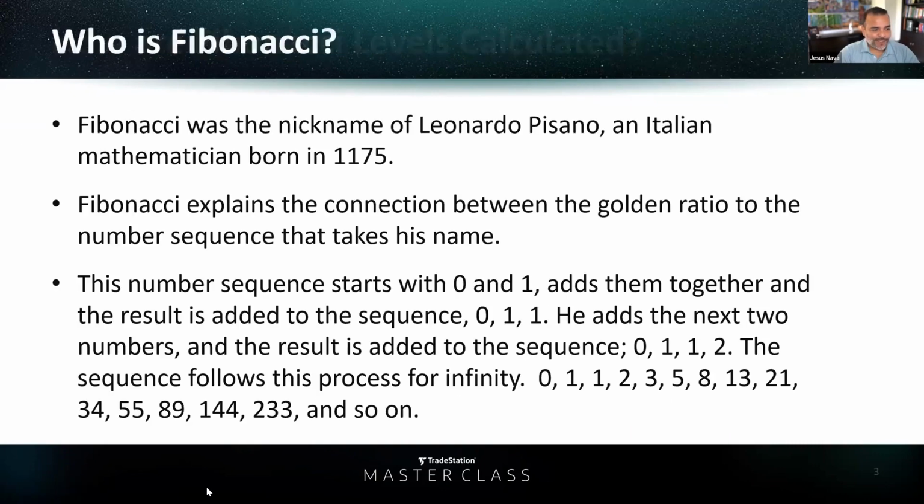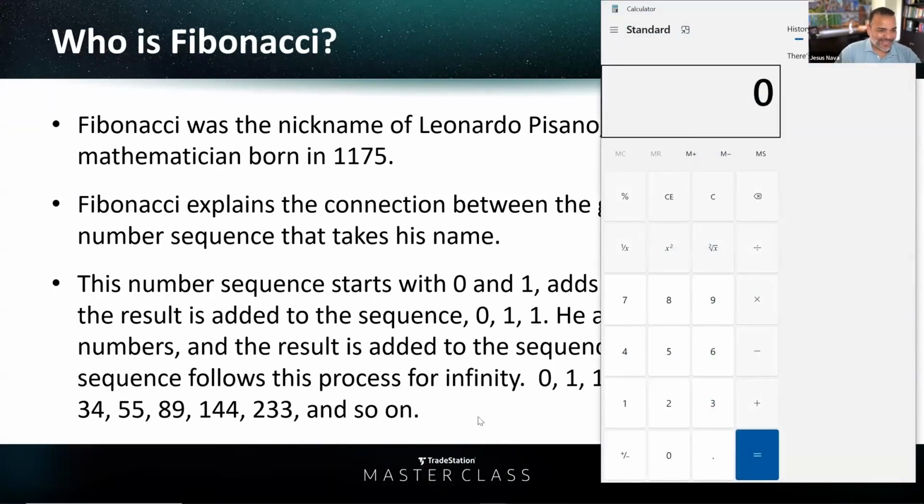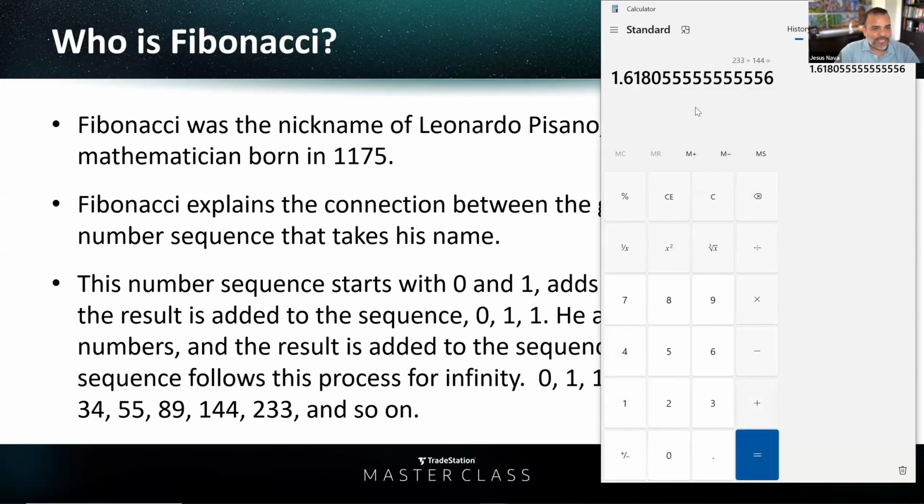Let's go back here to the sequence. I have short-term memory, so let's go ahead and do the calculations again. Okay, so we take 233 divided by 144, and you get 1.68. Now, if we do it backwards, if we do the 144 divided by the 233, you get 0.618, which is one of the Fibonacci levels also.